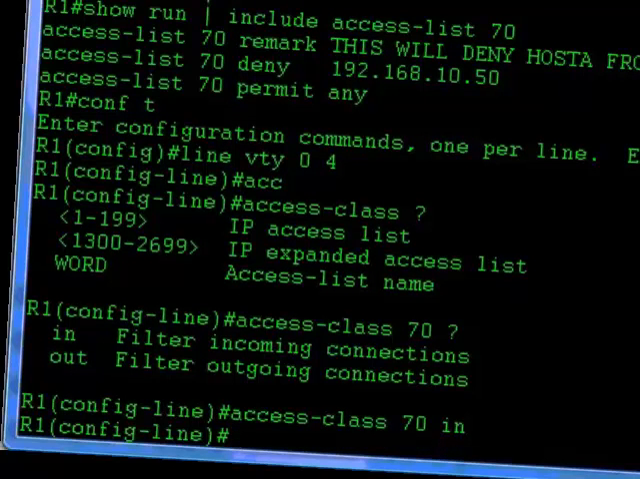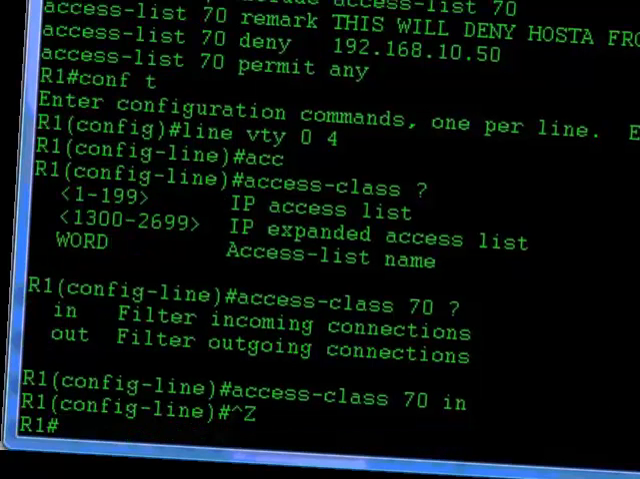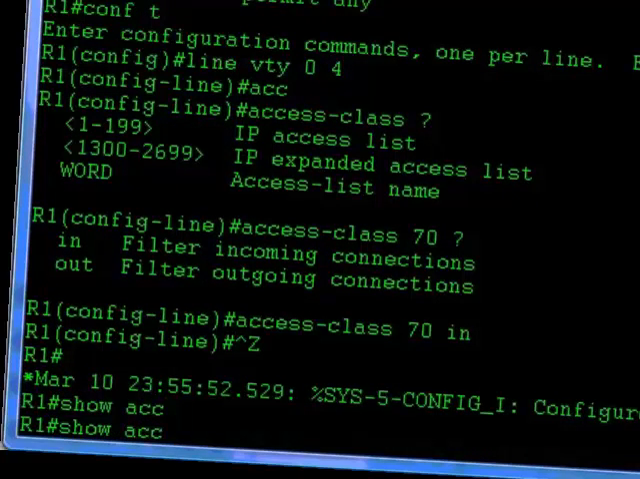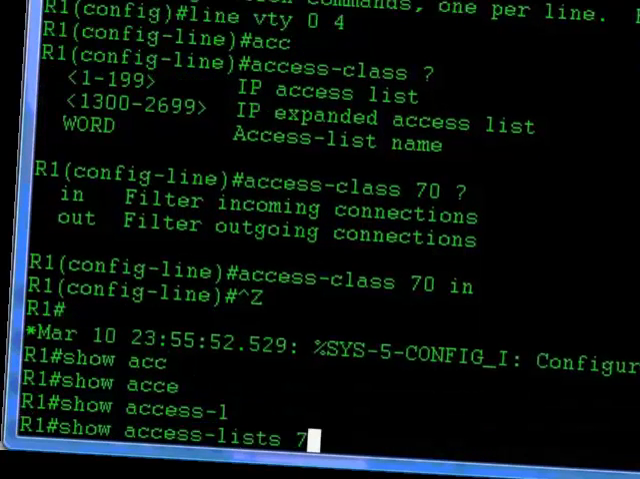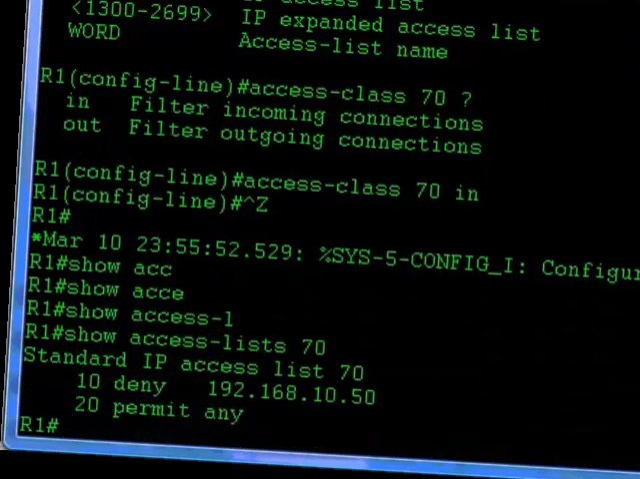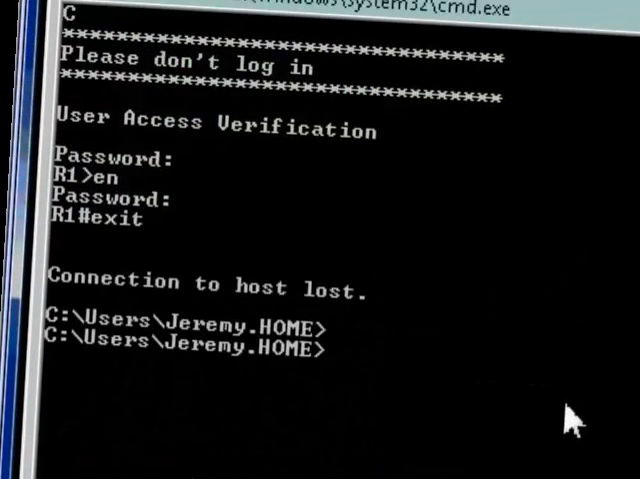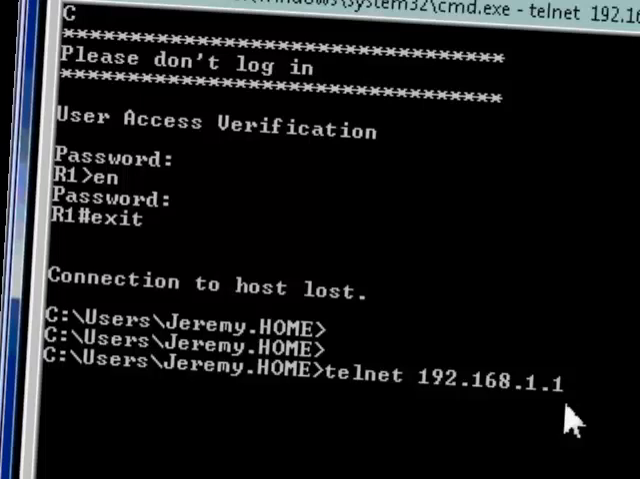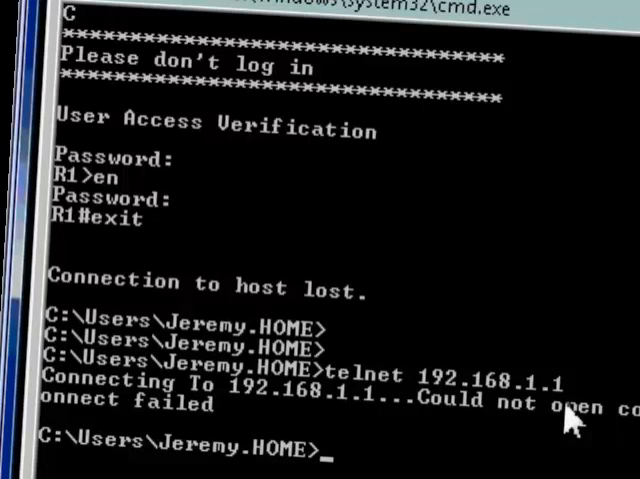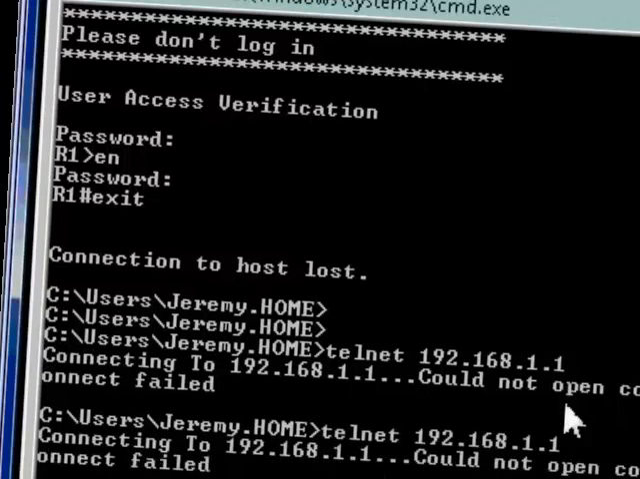Let's verify our work. Type show access list 70, and there it is. Notice the permit any. Now that we verify, let's test. Go to host A, try to telnet to the router, get out of the old session, telnet, denied. You will not be able to connect, so the access list does work.